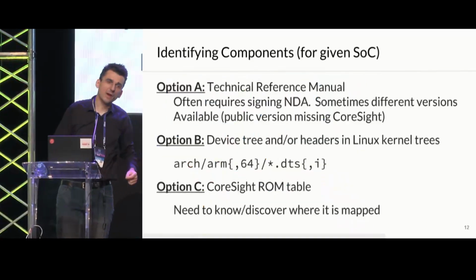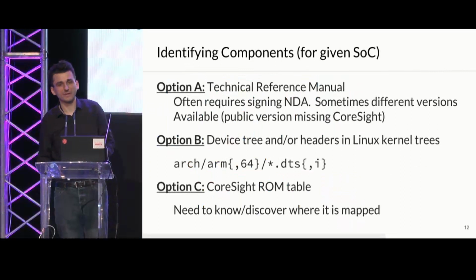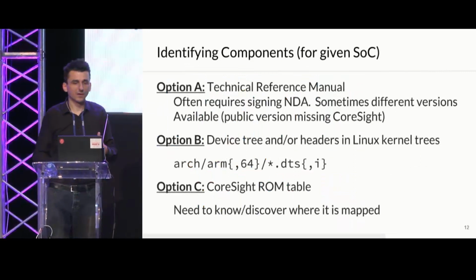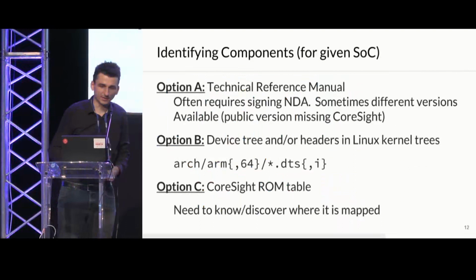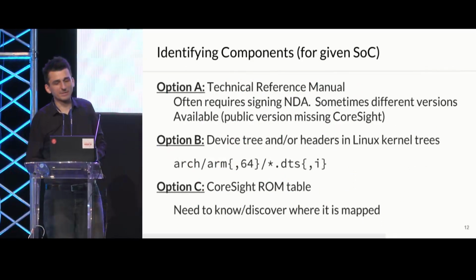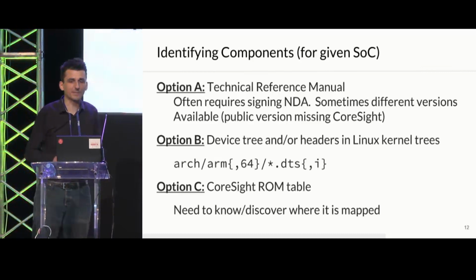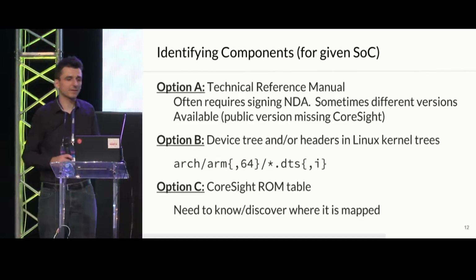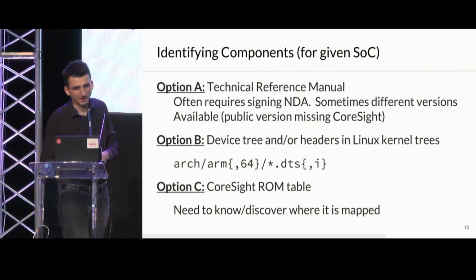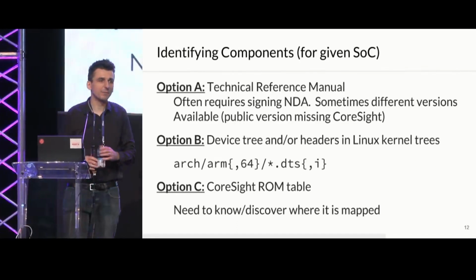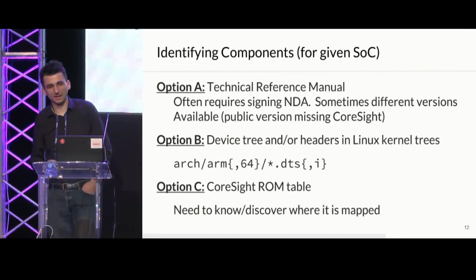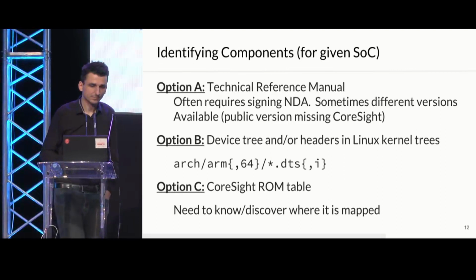Okay. So now the question is, how do you identify components for a given SoC? So the most obvious thing is you read a manual. The problem is most of these manuals are only available under NDA, and sometimes different versions exist, so the public version will not contain information about the different CoreSight components that are integrated.